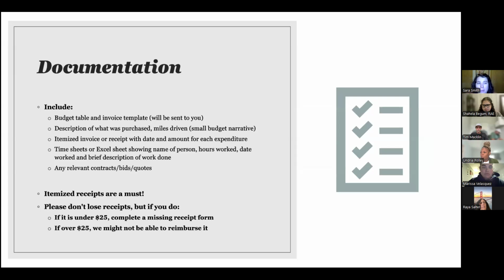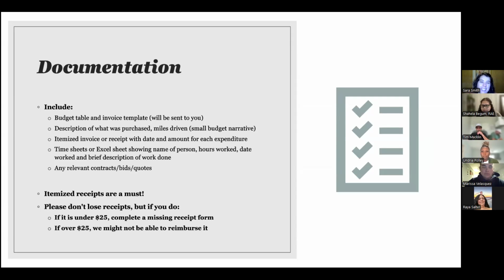So I just wanted to remind you about documentation. Again, the invoice template will have a budget table that we would like you to fill out. That helps us make sure that all of our cost categories are correct and that we aren't going above or below that 10% that we talk about in our welcome meetings for budget modifications. A description of what was purchased, if it's miles driven, how many miles at the rate, so there's a short kind of budget narrative section in there so that you can give us all that extra information.